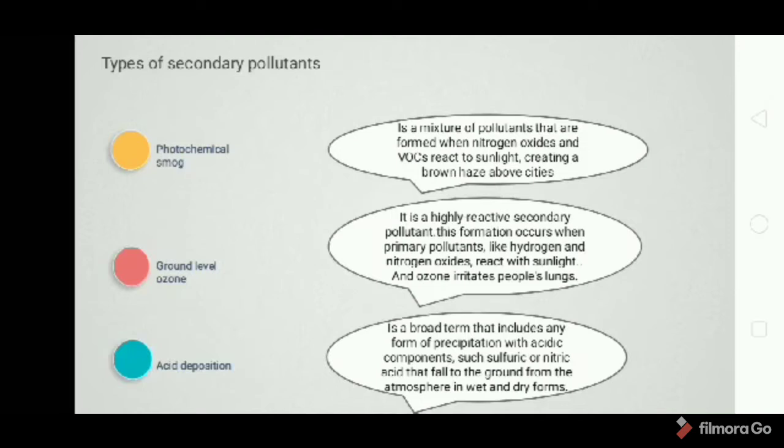So next we have the ground level ozone. Ground level ozone is a highly reactive secondary pollutant. This formation occurs when primary pollutants like hydrocarbons and nitrogen oxide react with sunlight, and ozone irritates people's lungs. High temperature and sun both act as catalysts to this reaction. The effects are breathing problems, coughing, and irritation to our eyes, nose, and throat.